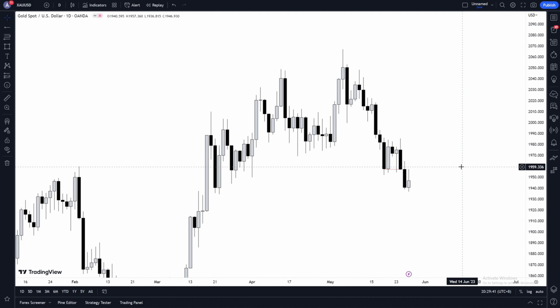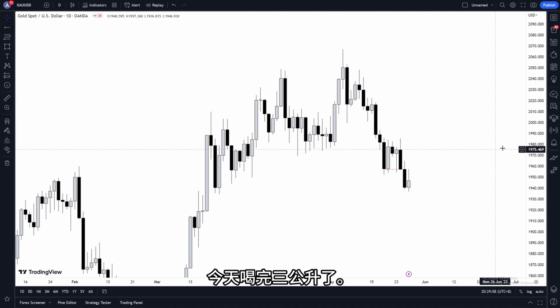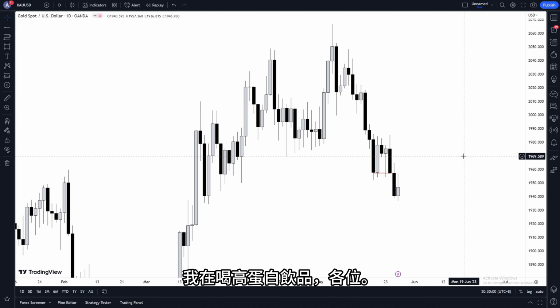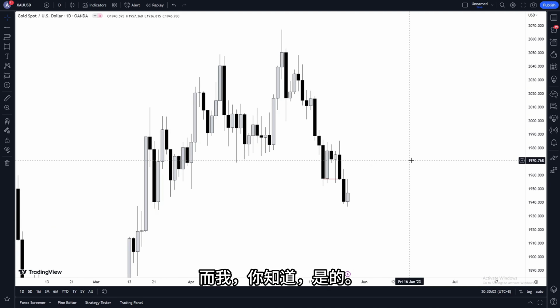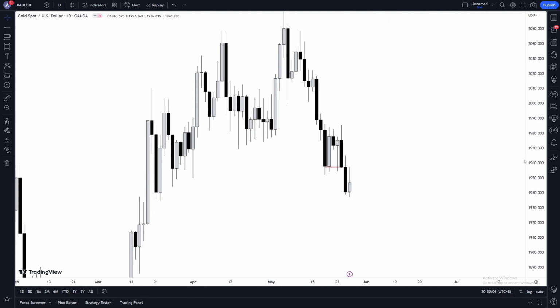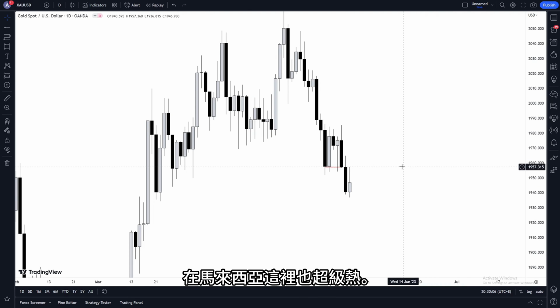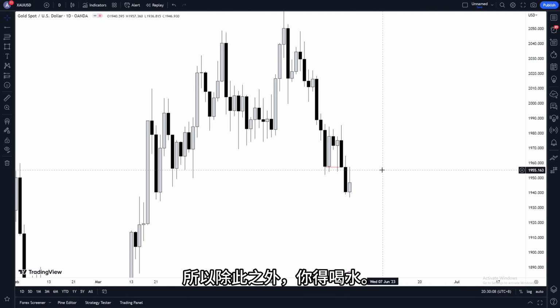Think about obstacles. I'm going to take some water real quick. Yes, correct, you're right. That's 3 liters done for the day. I'm on protein shakes, guys, so I gotta drink more water. It's super hot here in Malaysia as well, so on top of that, you gotta drink water.